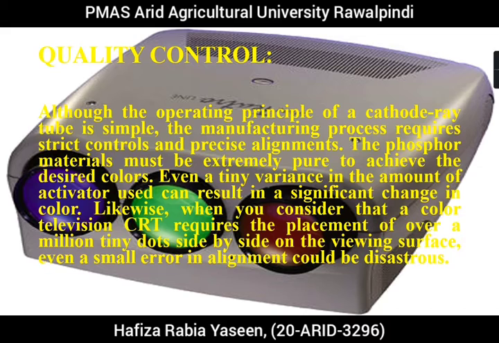Quality control. Although the operating principle of a cathode ray tube is simple, the manufacturing process requires strict control and precise alignments. Thus, phosphor materials must be extremely pure to achieve the desired colors. Even a tiny variance in the amount of activator used can result in a significant change in color. Likewise, when you consider that a color television CRT requires the placement of over 1 million tiny dots side by side on the viewing surface, even a small error in alignment could be disastrous.